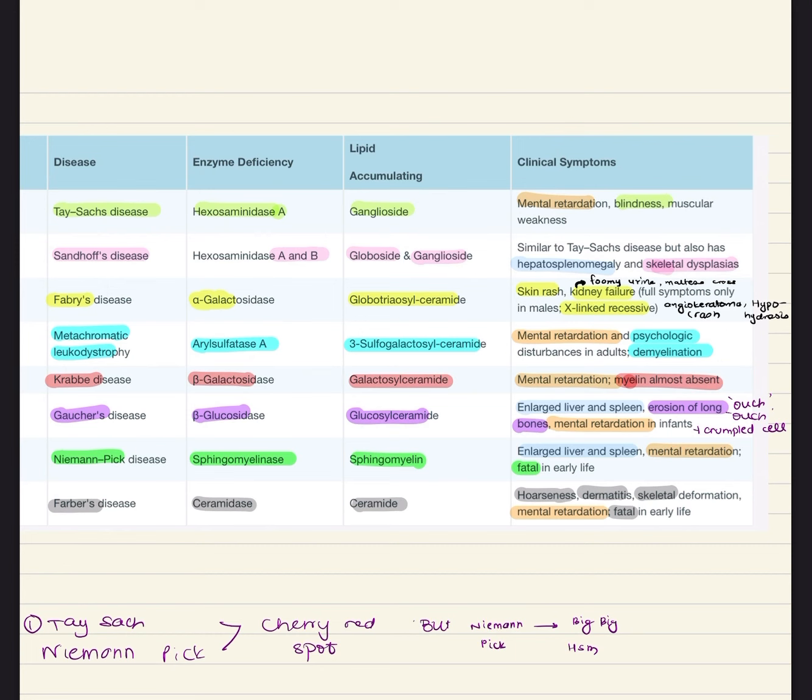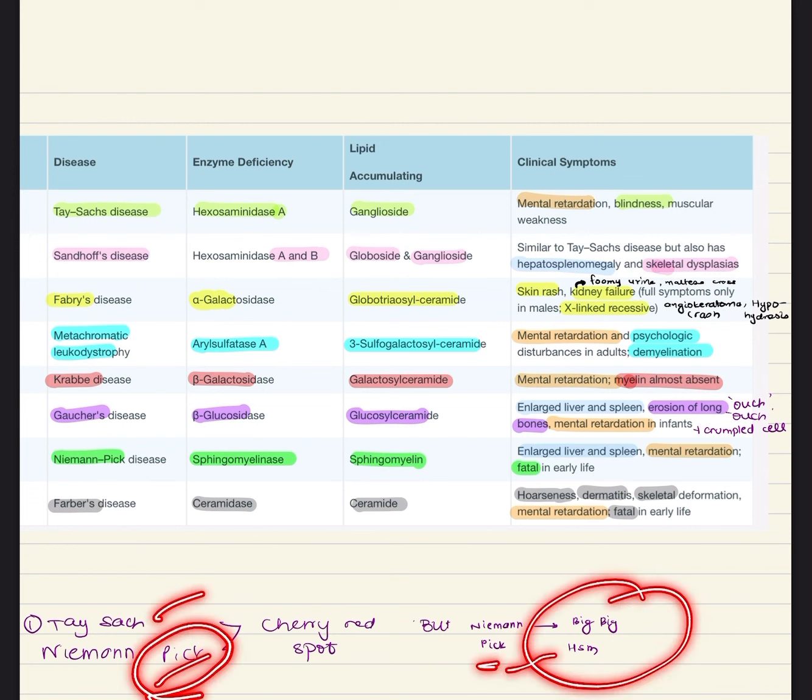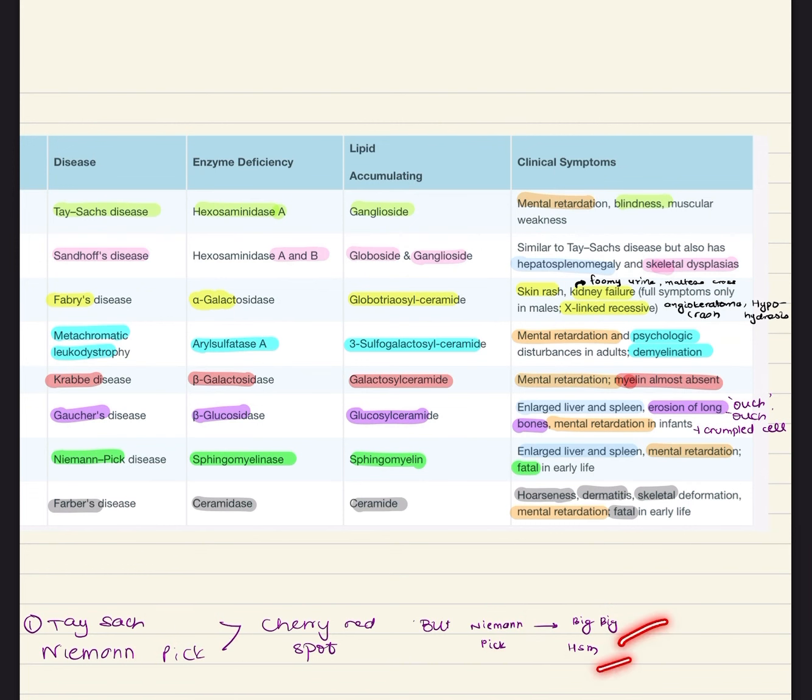In Tay-Sachs, you should remember that it does not have it. How do you remember that? Tay-Sachs and Niemann-Pick. Niemann-Pick stands for big; you can remember big, pick. So big means hepatosplenomegaly will be there. That way you can find out that if hepatosplenomegaly is not there, then it is definitely Tay-Sachs. If it is, then you can be confused between Gaucher and Niemann-Pick. And Gaucher we know how to identify: they'll have bone pain. In Niemann-Pick there will not be anything like that. In fact, they'll die early.